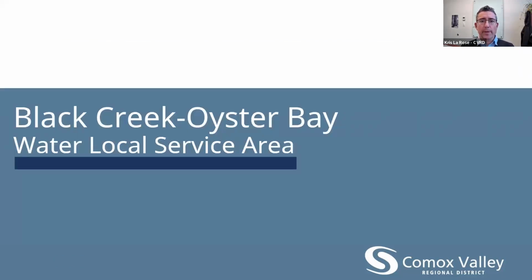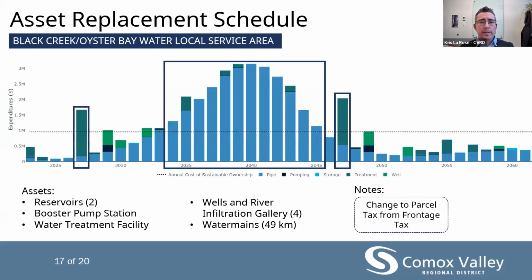And finally, we'll cover the Black Creek Oyster Bay Local Water Service Area. So the Black Creek Oyster Bay service is unique in that it draws water from groundwater wells and a river infiltration gallery. It also includes 2 reservoirs, a booster pump station, a treatment facility, and nearly 50 kilometers in water mains. As you can see from the asset replacement schedule, there are some mechanical new pumps and electrical upgrades to supply infrastructure required in the near term, along with the ongoing water main replacements that all areas are preparing for in the next 15 to 20 years.